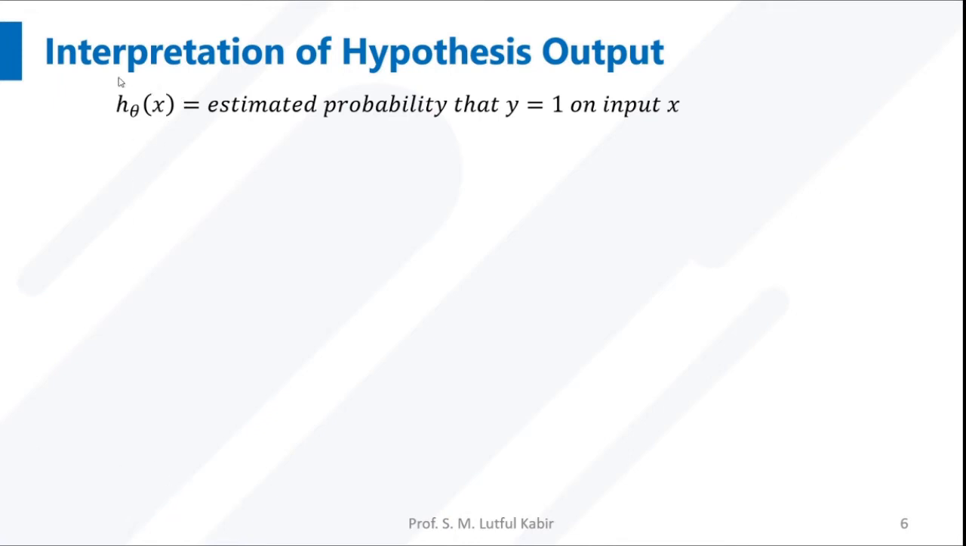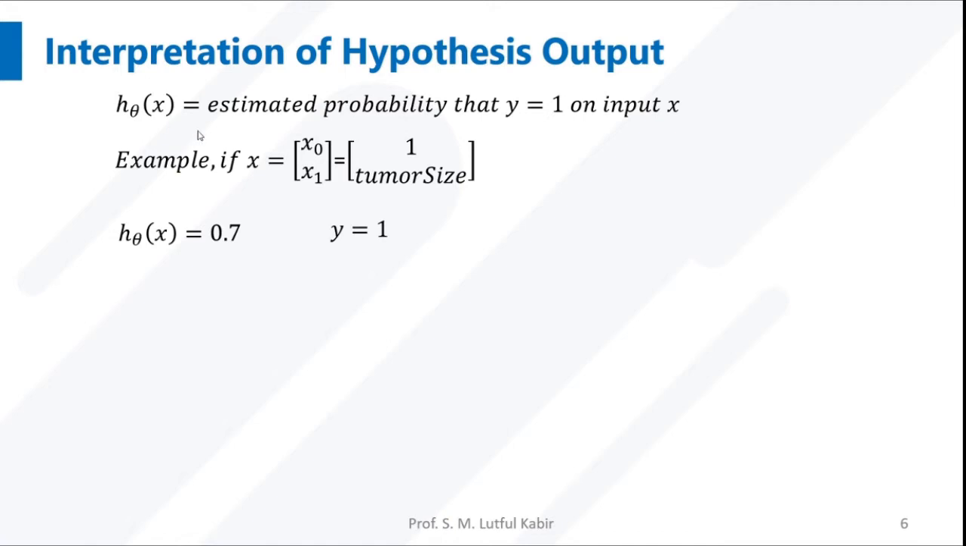For example, for a certain x, if h of x is determined, what does this number, which is between 0 and 1, mean? h of x actually means the estimated probability that y equal to 1 on input x. That means if somebody applies an input x in our sigmoid function, the output is h of x. The estimated value of h of x is the probability. For example, if x is x0 and x1, where x0 is always 1 and x1 is the tumor size, so this is the only single variable in the classification problem. And if we apply it into our sigmoid function with a given theta, and h of x becomes 0.7, it means that the probability of the patient being malignant is 70%.